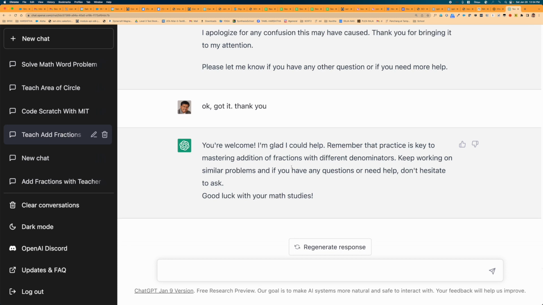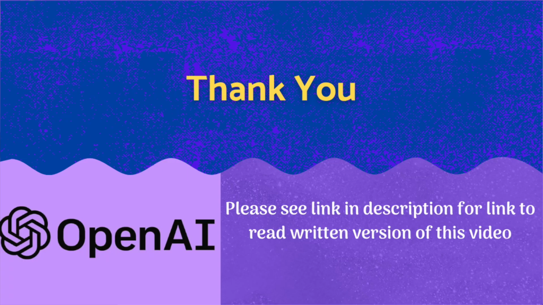So overall, I'm impressed. I think with more data and training, the model will get better, and it will be able to avoid all of these mistakes.